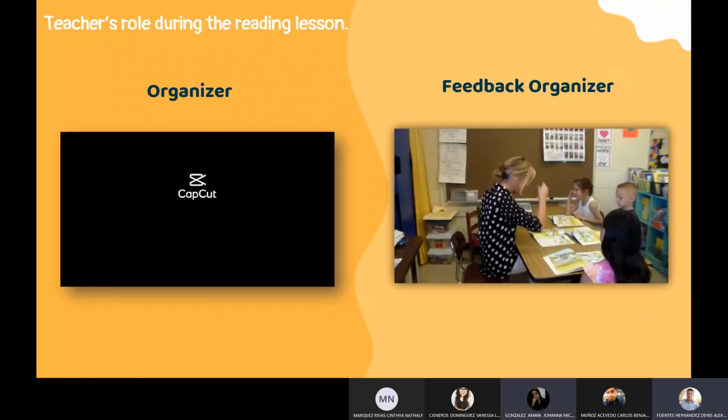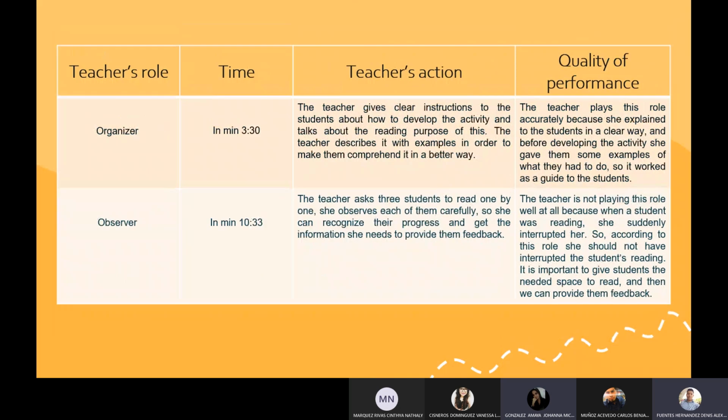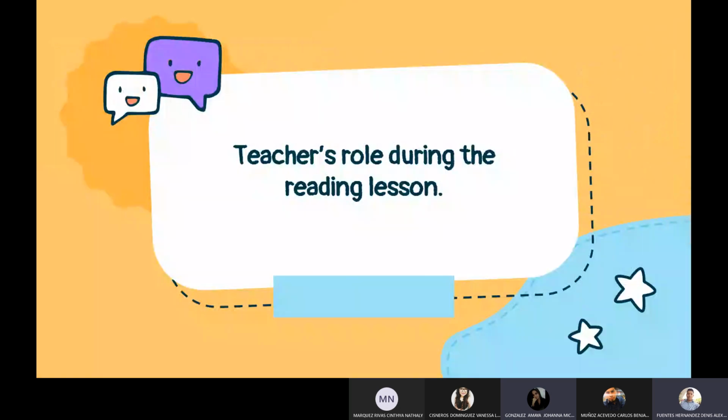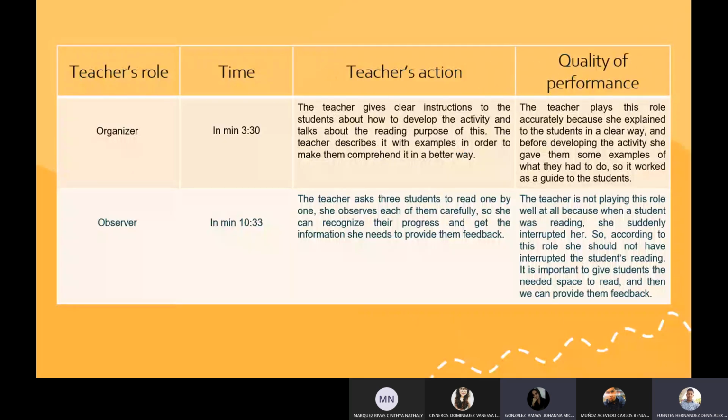All right. Okay, so in her opinion, the teacher plays this role accurately because she explained to the students with details, and before developing the activity, she gave them some examples of what they had to do. So it worked as a guide to the students. And then we have the role observer.